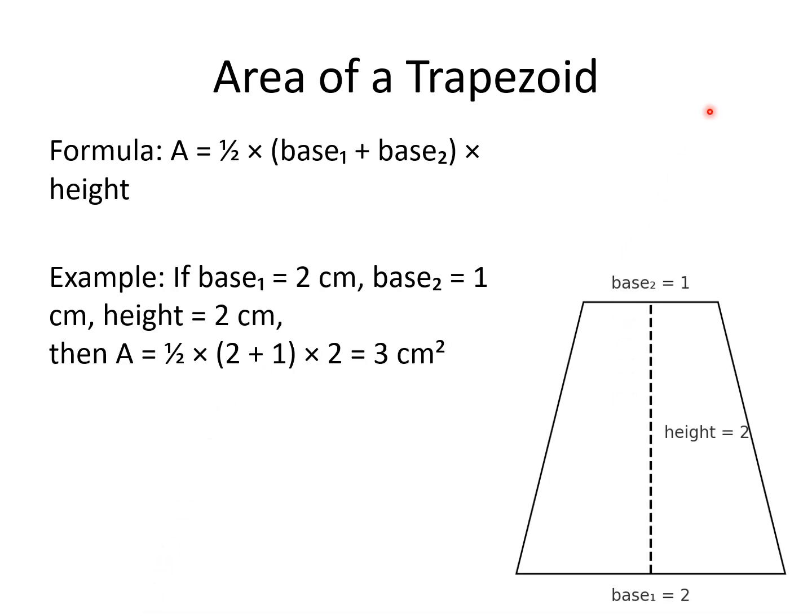The area of a trapezoid is given by the formula 1/2 times base 1 plus base 2, times the height. So base 1 is going to be 2 in this example. Base 2 is 1 in this example, and the height is 2 units. In this example, we've chosen centimeters. So plugging those numbers into the formula, base 1 equals 2, base 2 equals 1, height equals 2 centimeters, we get area is equal to 1/2 times the sum of 2 plus 1, times 2. So that's 3 times 2 is 6, divided by 2, 3 square centimeters is the area of our trapezoid.